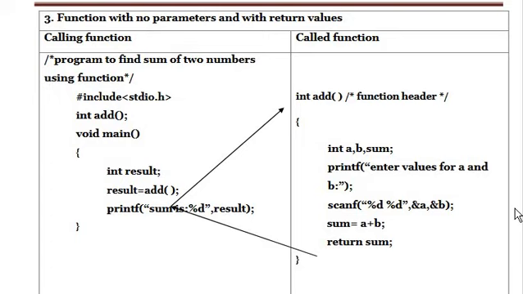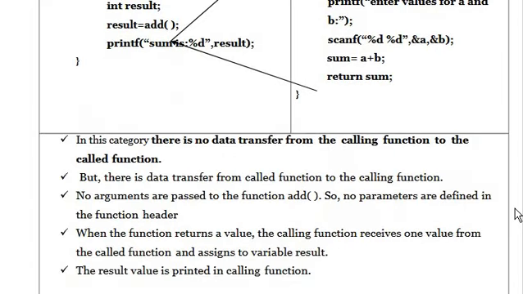Look at the function call also. Inside the main, result is equal to ADD, and that is to be observed here. And in the function definition part, return sum. The return sum, the sum value is passed to result, the variable which is used over there. So there is no data transfer from the calling function to called function, but there is data transfer from called function to calling function. The sum value is returned to the main program and the result is displayed in the main program.